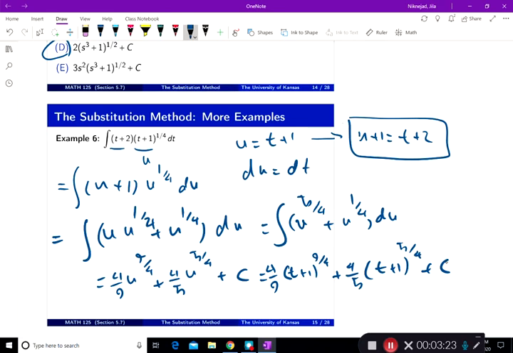plus c. So I made it a little less complicated, and basically what we're doing is changing the integrand so we can guess the antiderivative, and that's how it works every time.